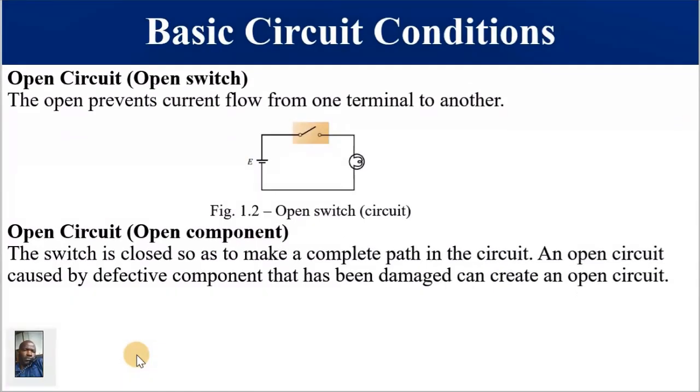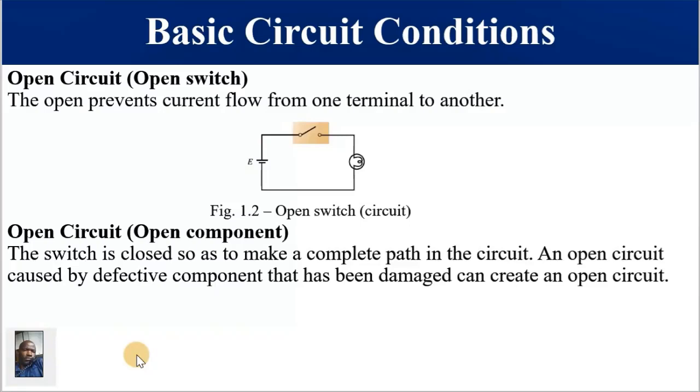Because we are looking at DC circuits, it is important that we have a look at basic circuit conditions because this will determine the operation of the circuit. So we'll start with open circuit. We've got two types of open circuits: when the switch is open, and when the wire or one or more components are defective, thereby not allowing current to pass through. When a circuit is open, it means there's a break.